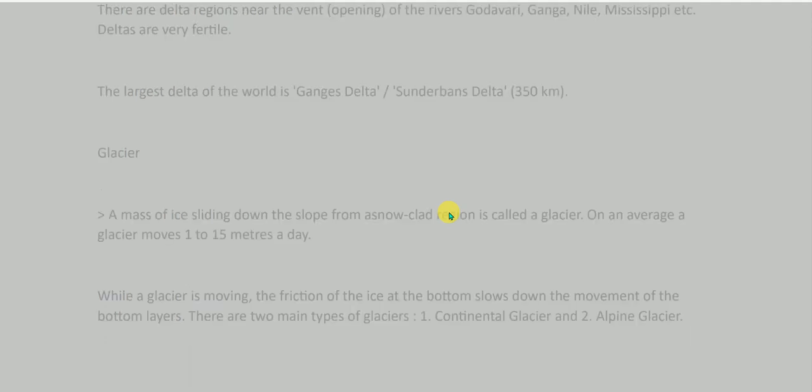There are delta regions near the vent, opening, of the rivers Godavari, Ganga, Nile, Mississippi, etc. Deltas are very fertile. The largest delta of the world is the Ganges Delta, the Sundarban Delta, 350 kilometers.